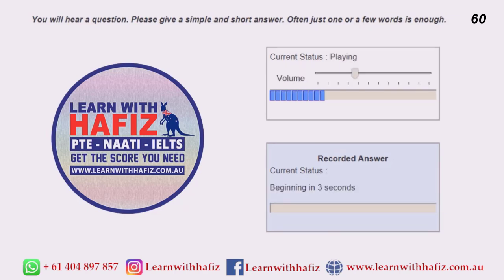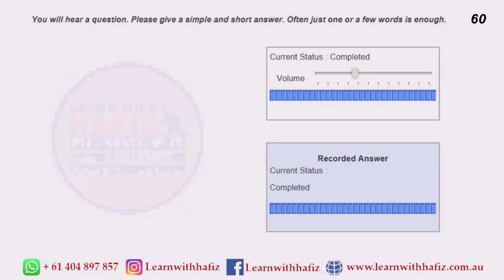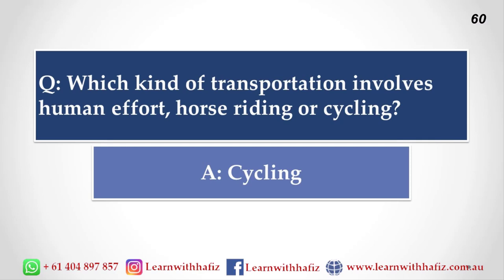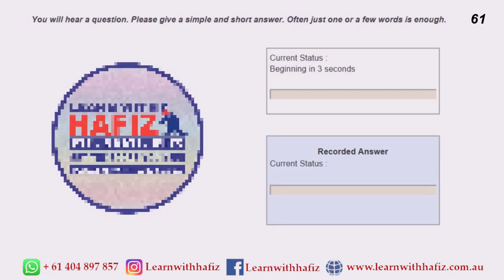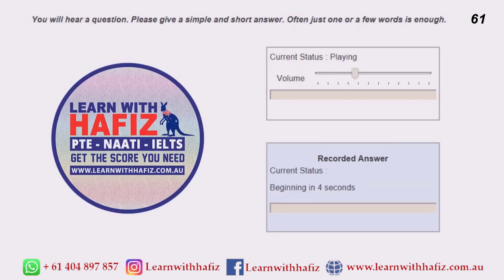Which kind of transportation involves human effort, horse riding or cycling? Correct answer is. Whose job is it to treat people that are ill or have an injury at a hospital?